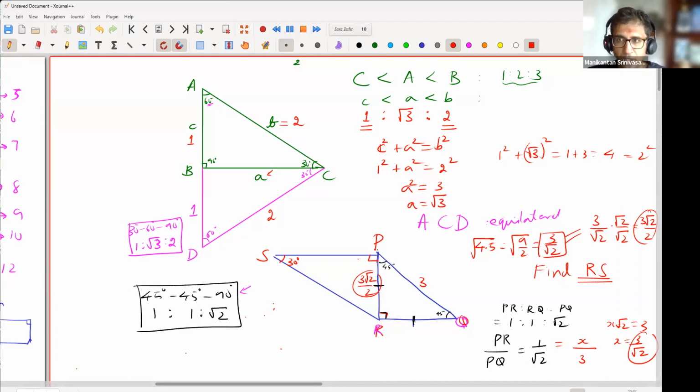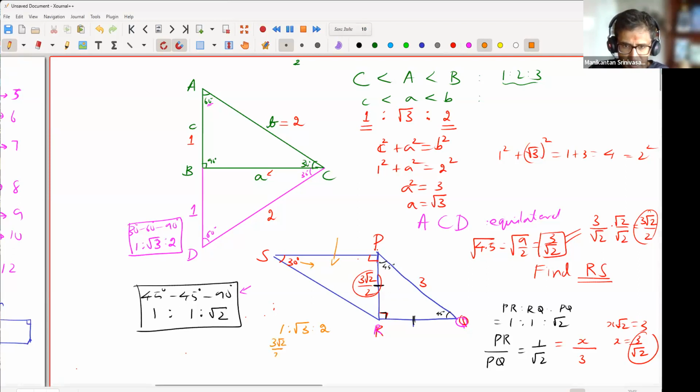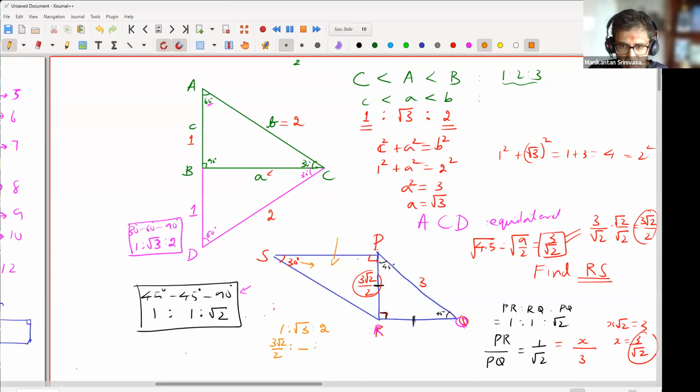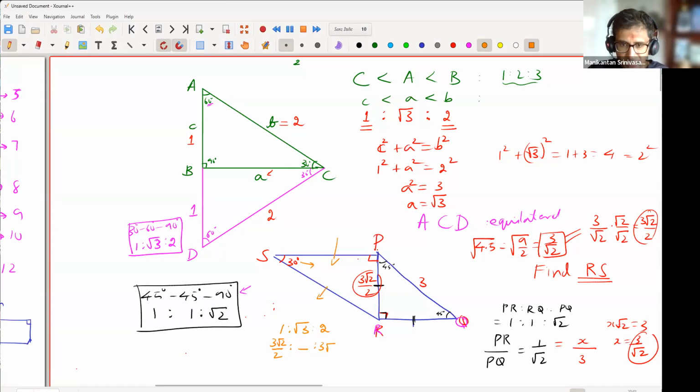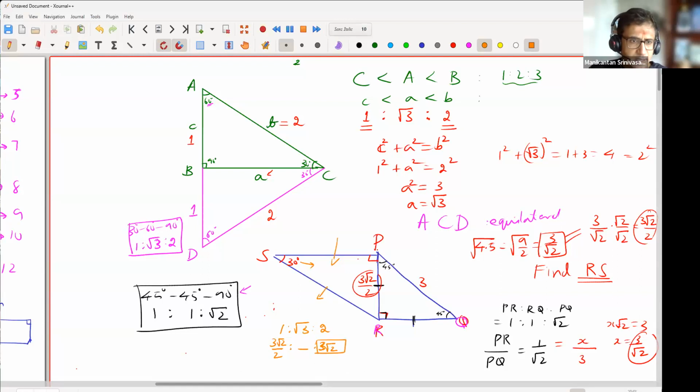In the next triangle, what do we know? It's a 30-60-90 triangle. We know the ratio of the sides is 1:√3:2, as we just saw. So which is the smallest one? The smallest one is the one opposite to 30 degrees. So that is 3√2 upon 2. I don't care about the middle one. I care about the longest one. That should be 2 parts, which means it should be twice of 3√2 by 2, which is just 3√2. Does this make sense, guys?